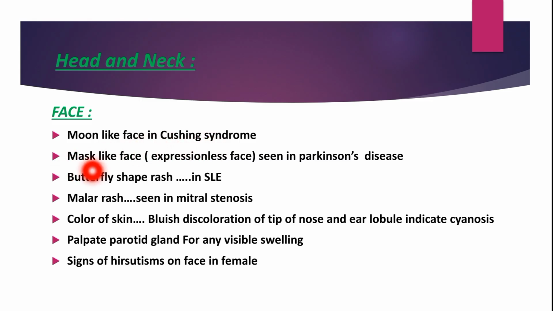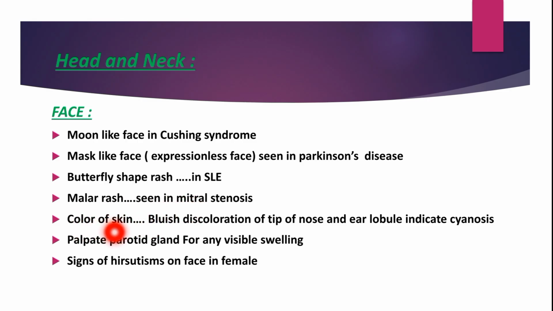Also, look for the mask-like face. Mask-like face means expressionless face, which is seen in Parkinson disease. Also, look for the butterfly shape rash, mostly in children, which is seen in systemic lupus erythematosus. Also look for the malar flush, which is seen in mitral stenosis due to congestion of the blood.